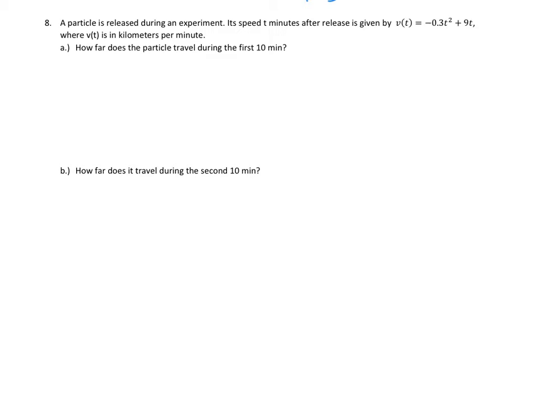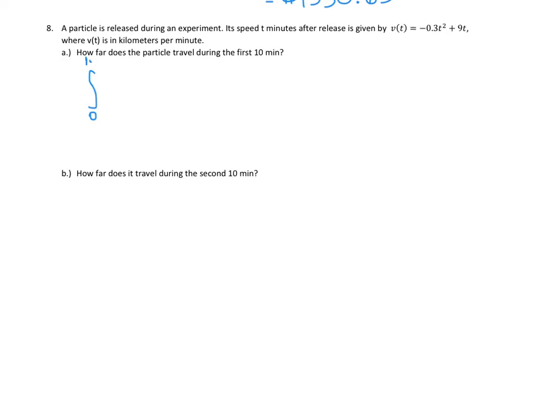So we are given the velocity function, and we want to know how far the particle travels during the first 10 minutes. So we're interested in an accumulation of distance from time t equals 0 to t equals 10. So we're going to be calculating an integral from 0 to 10. That'll give us the accumulated distance over the first 10 minutes. And we're going to integrate the velocity function, which is negative 0.3 t squared plus 9t, with respect to t.